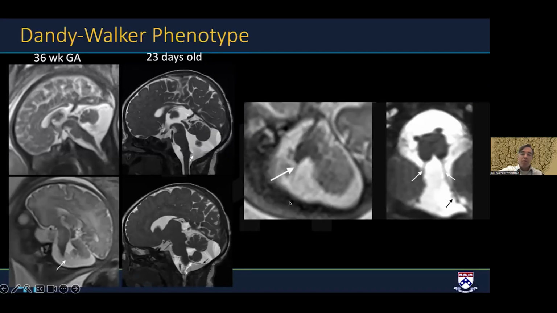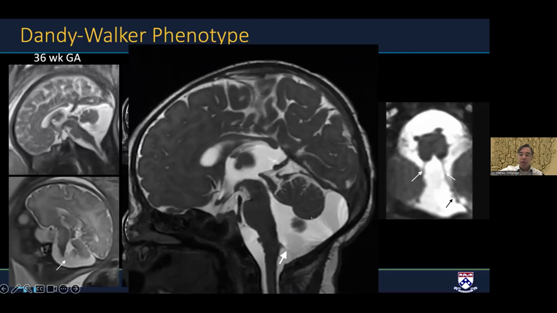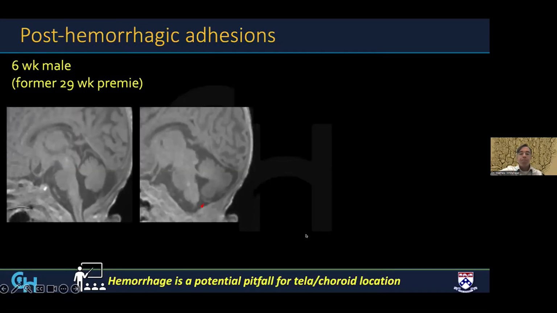And what happened to the tail sign here? So the fourth ventricle is so big here, it's plastering the lower margin of the vermis up against the rest of the vermis. So it's very difficult to identify the tail, but it's here and you can see it stretched out underneath and with the blunting of the recess. So this is a very minor Dandy-Walker phenotype.